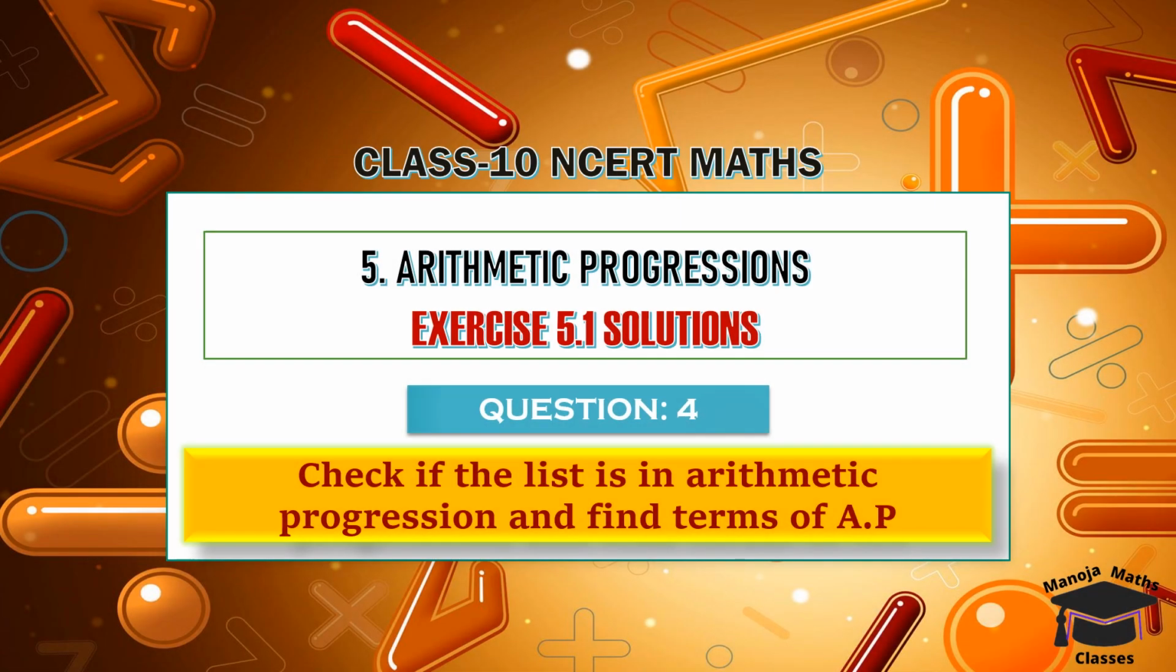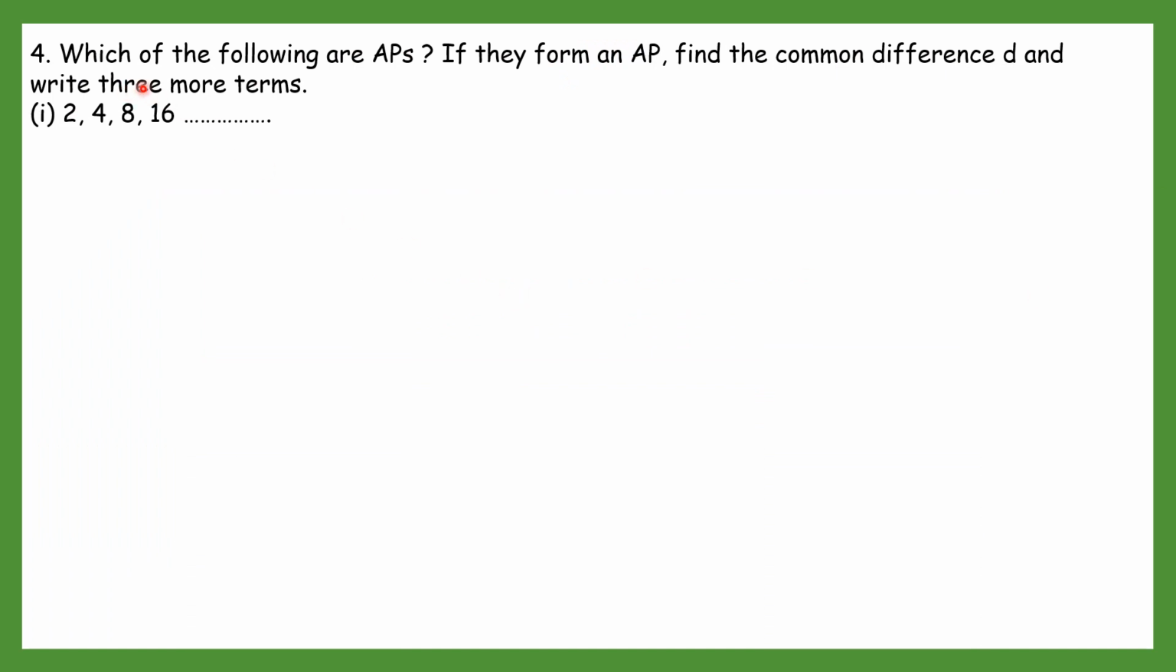Let's solve question number 4 in exercise 5.1, chapter Arithmetic Progressions, class 10 NCERT Maths. The concept is to check if the list is in arithmetic progression and find the terms of the arithmetic progression. Which of the following are APs? If they form an AP, find the common difference and write 3 more terms.